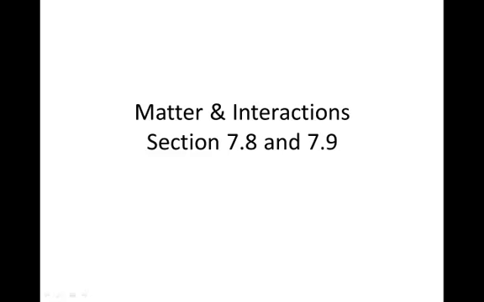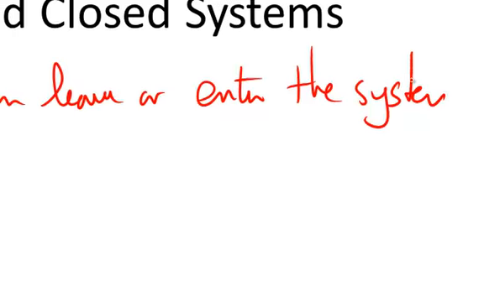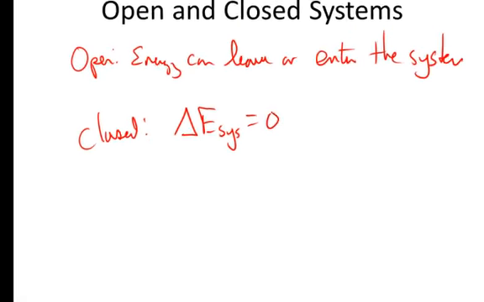So the difference between an open system and a closed system is really whether or not energy can leave the system or not. So in an open system, energy can leave or enter the system, whereas for a closed system, we essentially have that delta E for the system is equal to 0.